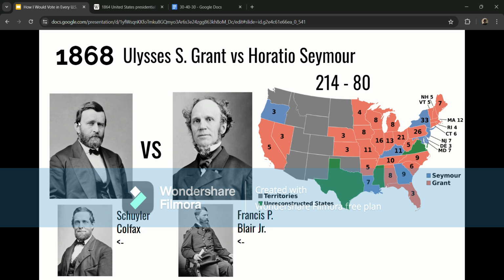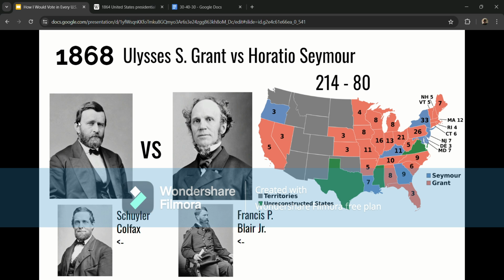He is impeached, acquitted by only one vote. Of course, he vetoed the passage of the 14th and 15th Amendment. Like, I despise Johnson, okay? But this is not about Johnson. This is about Ulysses S. Grant, the Republican, versus Horatio Seymour, the Democratic nominee.